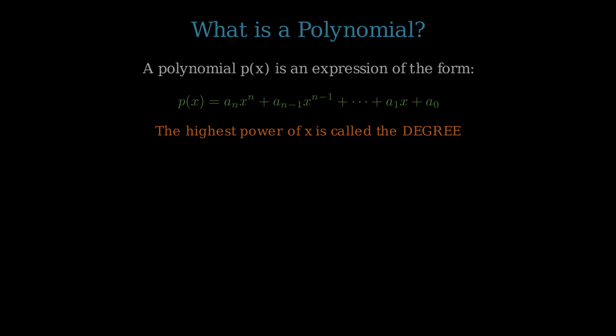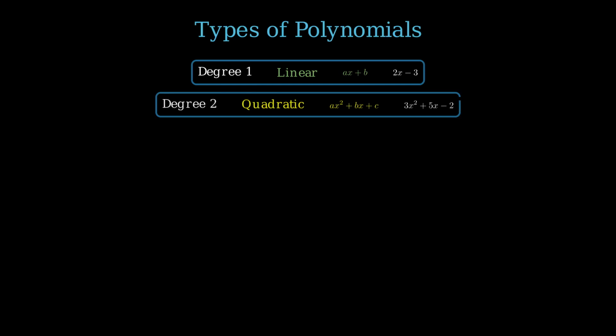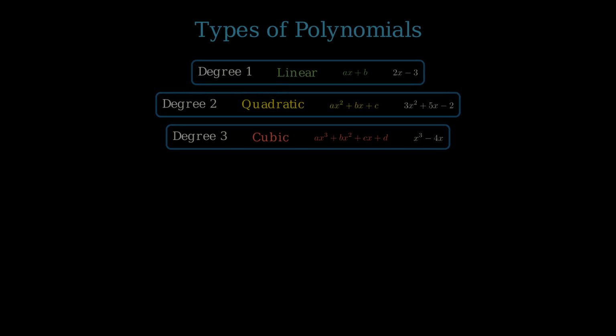Now let us look at the three common types based on degree. A degree 1 polynomial is called a linear polynomial. For example, 2x minus 3 is a linear polynomial with degree 1. A degree 2 polynomial is called a quadratic polynomial. For example, 3x squared plus 5x minus 2 is a quadratic with degree 2. A degree 3 polynomial is called a cubic polynomial. For example, x cubed minus 4x is a cubic polynomial with degree 3.